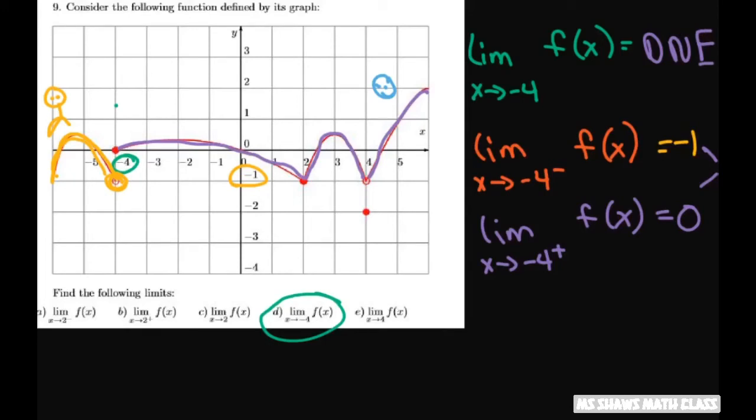If I did ask you, what is f of negative 4? Then you would pick, well, f of negative 4 is 0. Okay, let's try 4. So this one, let's try to do it down here.